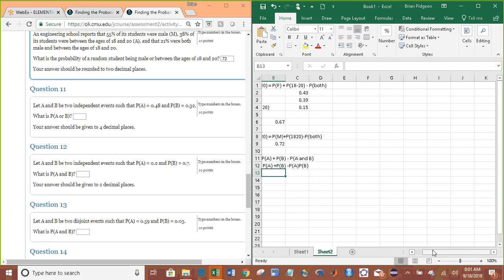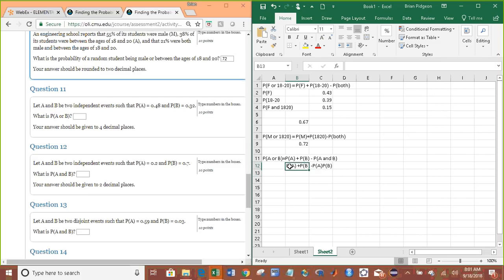So, that's all we need. Because they're independent, we know the probability of A and B is the probability of A times the probability of B. Please make sure, though, that when you do these types of problems, you look for that word independent. Because if they're not independent, you cannot break up this probability into the product.